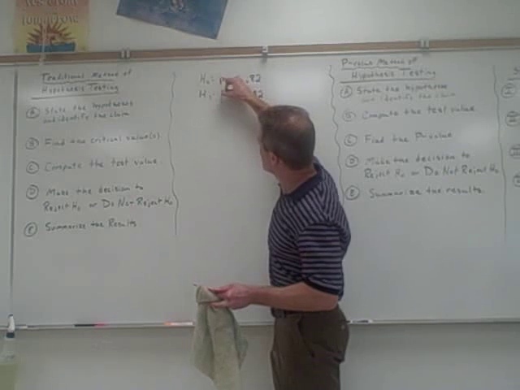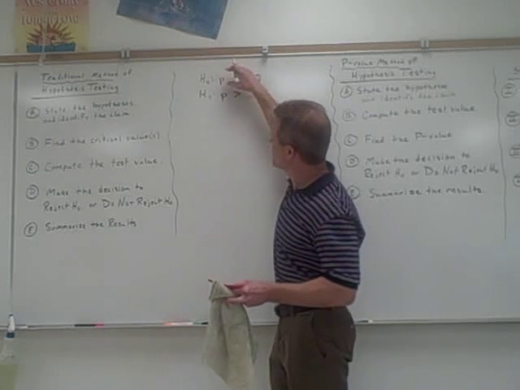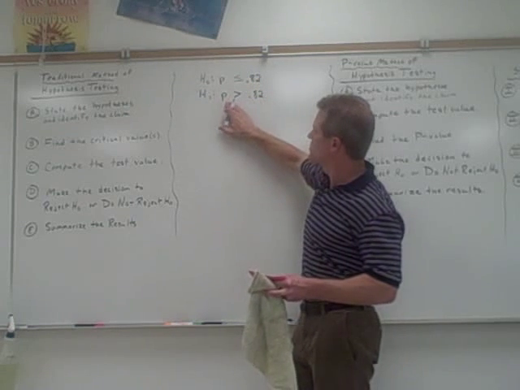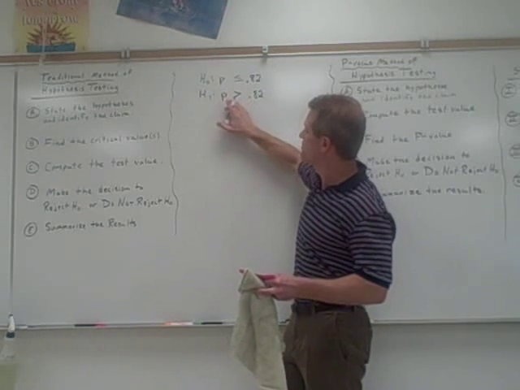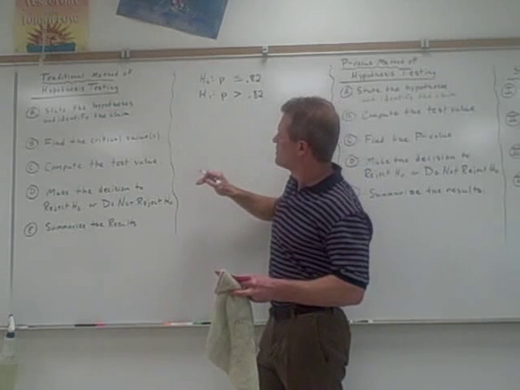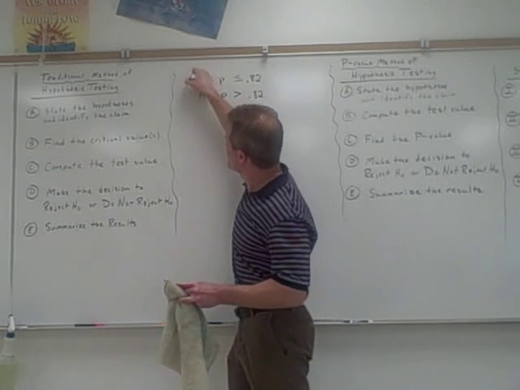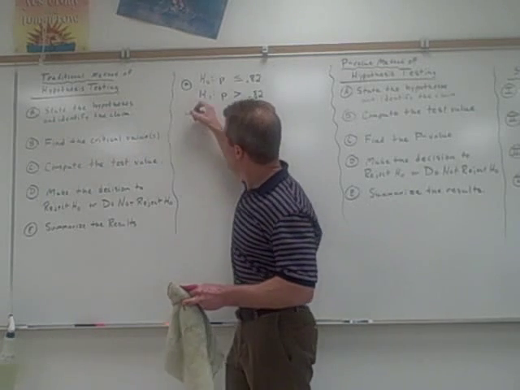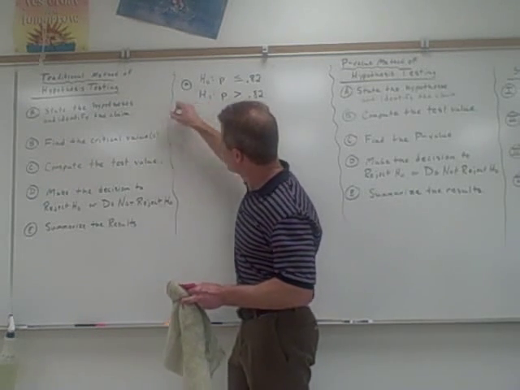So let's say we're making hypotheses. If it's singular, it's hypothesis. If there's more than one, it's hypotheses about a proportion. So let's say we're going to use P here. You have to make sure you use the right symbol there. Step B, find the critical values. If you're doing hypothesis testing, you find the critical values.